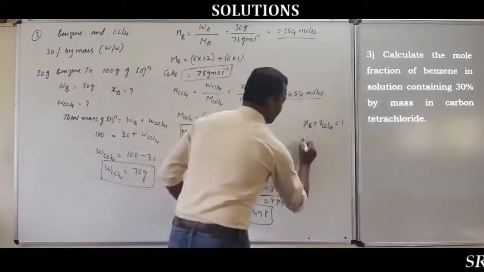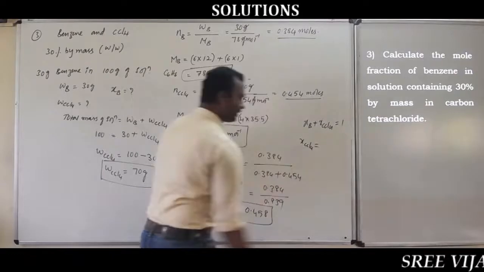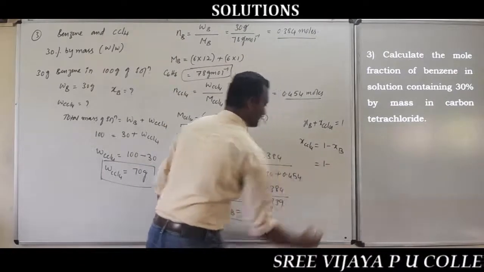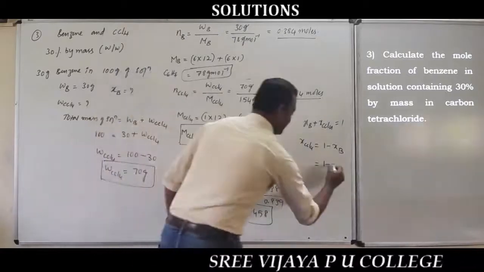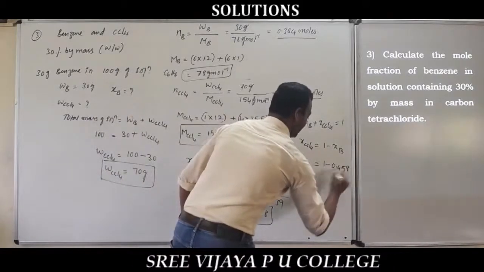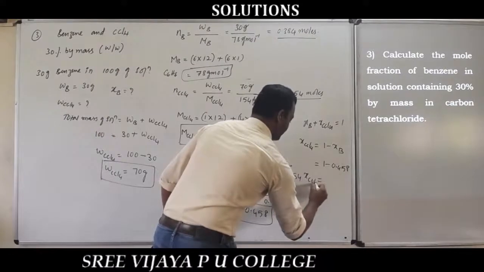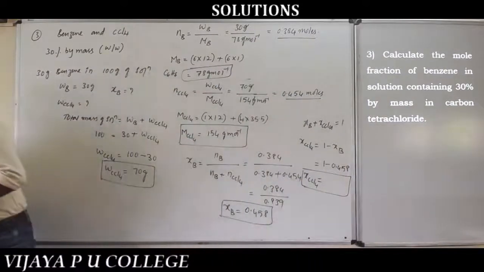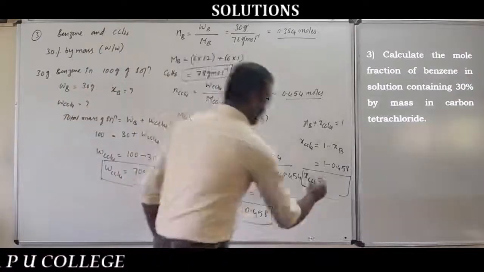So we can easily calculate the mole fraction of carbon tetrachloride, that is 1 minus x of benzene. So 1 minus the mole fraction of benzene, which is 0.458. Calculate this, and you will get the mole fraction of carbon tetrachloride, that is 0.541.